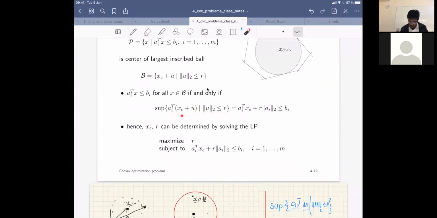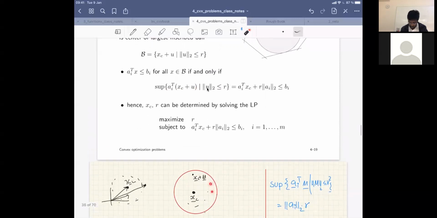This means that these points are inside the ball. And then take the maximum value of that. So you have the points like this and take the maximum of that. That has to be less than b. If you are saying the maximum is less than b, then all other values less than this maximum will, of course, be less than b.